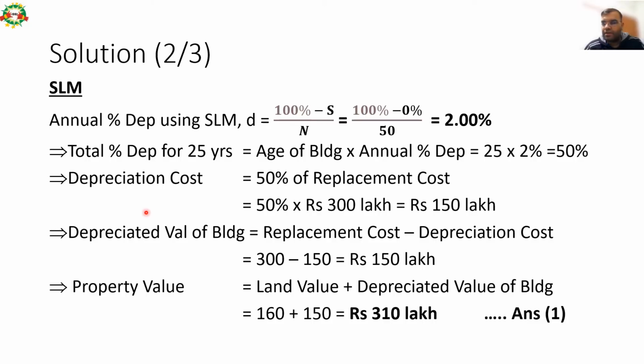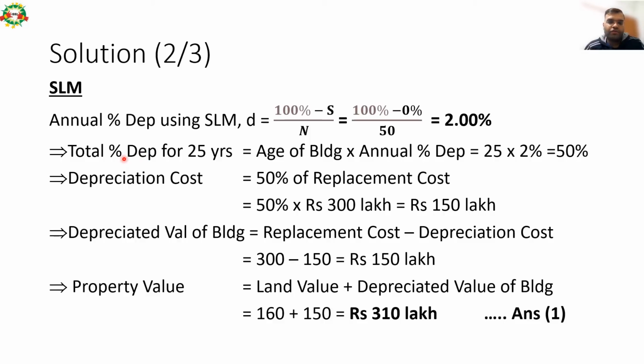So first let's solve this problem with the help of the SLM method. As we have already understood, as per the SLM method, percentage annual depreciation is equal to 100% minus salvage, divided by life. Here the salvage given is 0% in the question, and the life of the building is given as 50 years. So the annual percentage depreciation as per the SLM method is 2%. Since the present age of the building is 25 years, the cumulative depreciation as per the SLM method for 25 years will be equal to 25 years multiplied by 2% per annum, which is equal to 50% of the property value, the depreciated value.